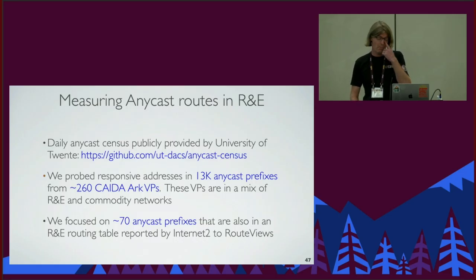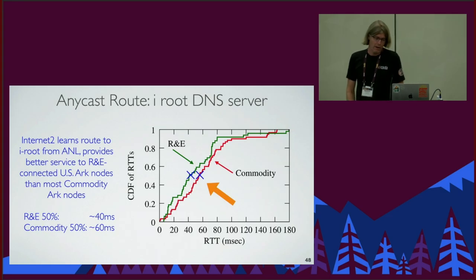And these systems are in a mix of R&E and commodity networks, and we focused on the 70 Anycast prefixes that are also in the R&E routing table provided by Internet2 to RouteViews. So what this graph shows is we're breaking things down by R&E, the green line, and commodity, the red line. And this is a CDF graph. Basically, the way that you interpret this is the green line being on the left is good, and the red line being on the right-hand side of the green line is bad because they're having a poorer RTT.